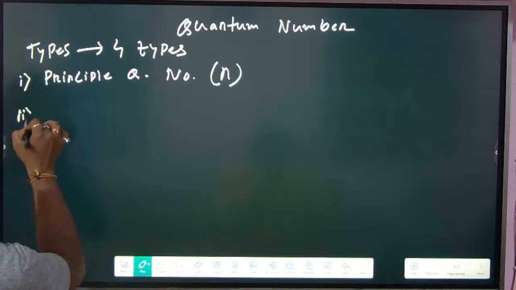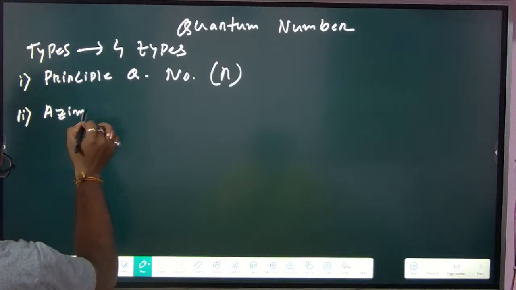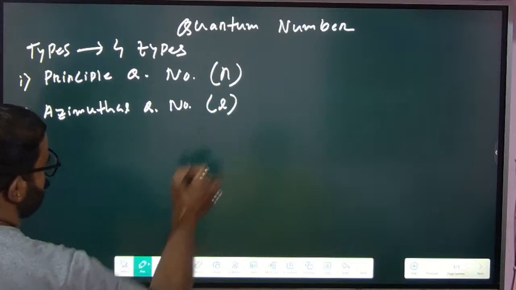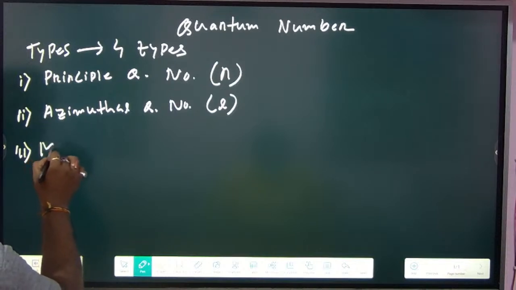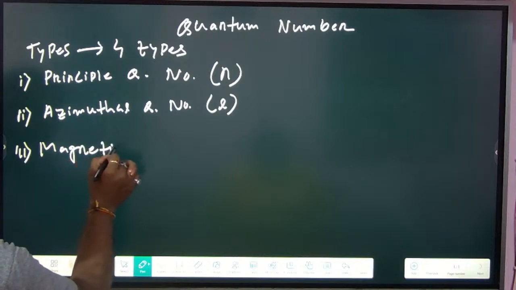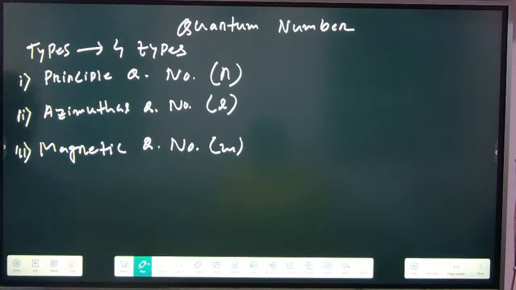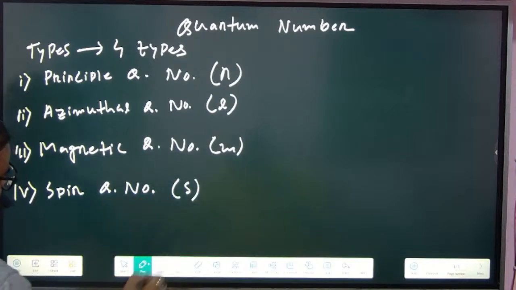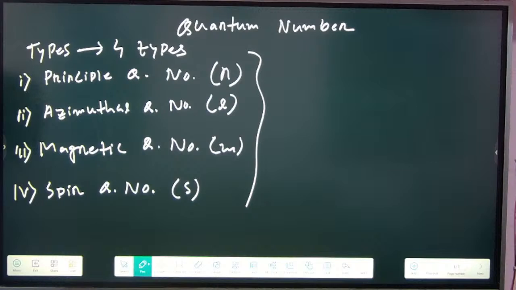Then we will have azimuthal quantum number, which is denoted by L. Then we have magnetic quantum number, which is denoted by M. Then we have spin quantum number, which is denoted by S. So these are the 4 types of quantum numbers we will have.